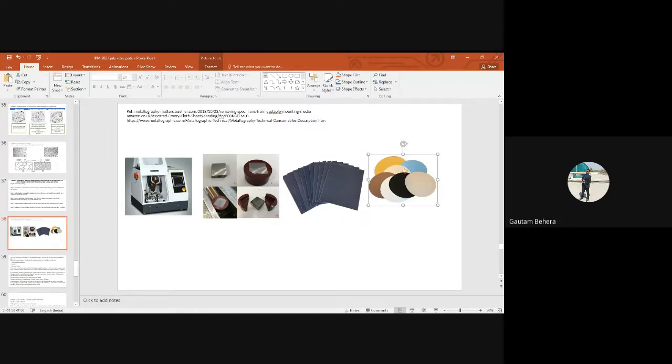Fine. And these are the velvet papers or the cloth polishing papers to do fine polishing, to get the mirror finish surface. You can use alumina paste or diamond paste, depending upon your requirement, depending upon your size. And these are the references.